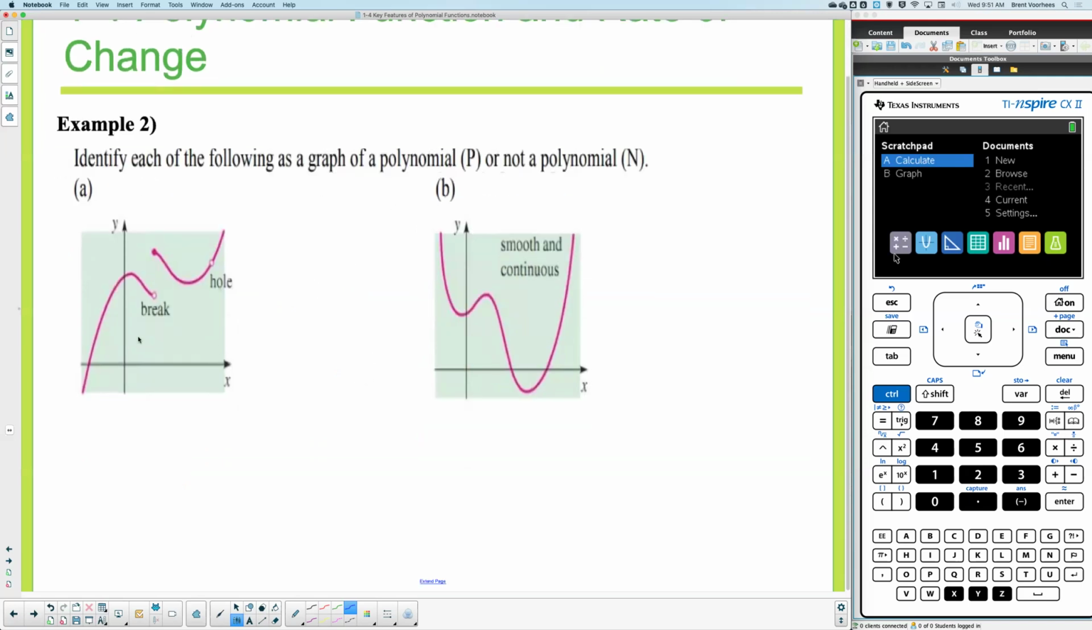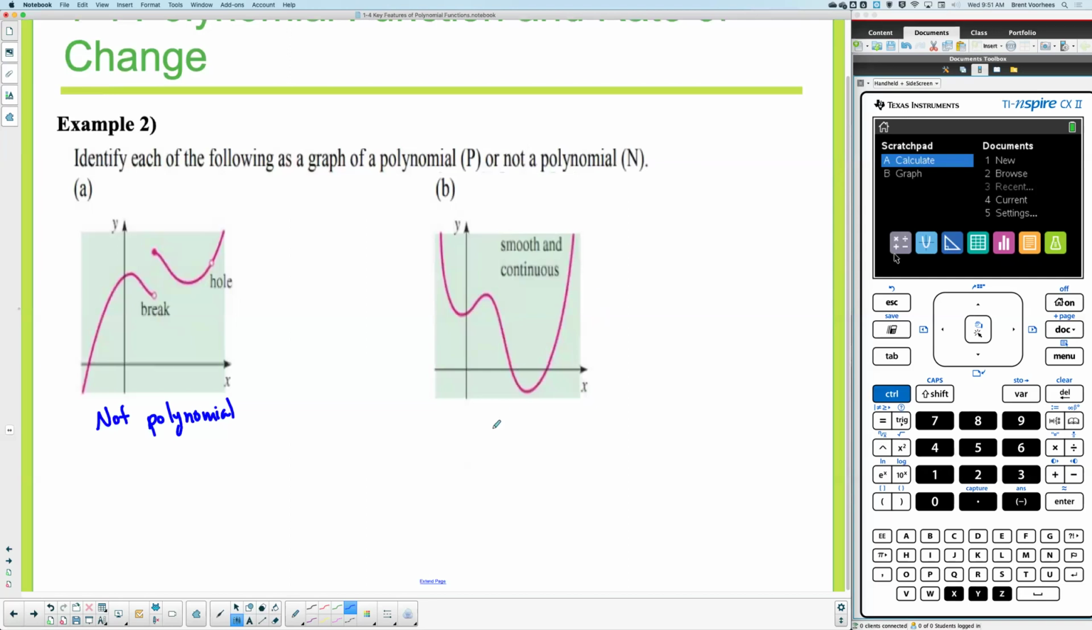Okay, so here it says identify whether each of these is a polynomial or not a polynomial just by looking at them. What do you think on this one? Would this be a polynomial or not a polynomial? Not a polynomial. How do I know? It breaks. Are you allowed to break with no domain issues? No, you're not allowed to do that. So since there's breaks, this is not polynomial. I know it just says N or P, but I'm going to write it's not polynomial, because you see a break.